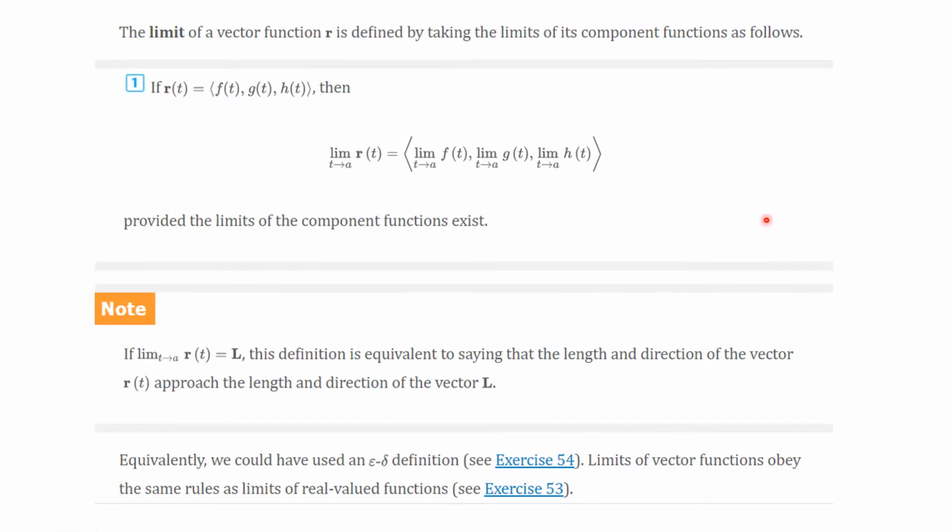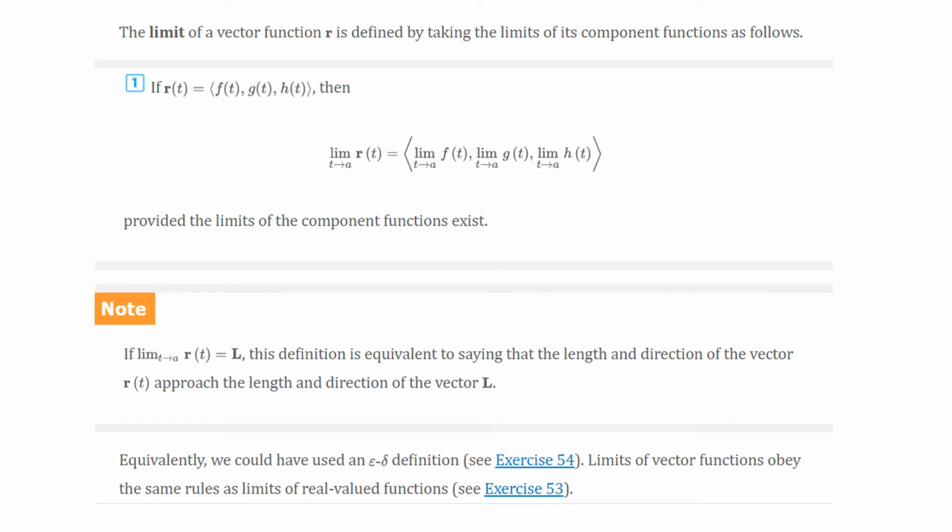We can also talk about limits. The limit of a vector function R is defined by using limits of its component functions as follows. So if R of t is ⟨f, g, h⟩, then the limit as t tends to a of R of t is equal to ⟨the limit of each component as t goes to a⟩, provided those limits exist.